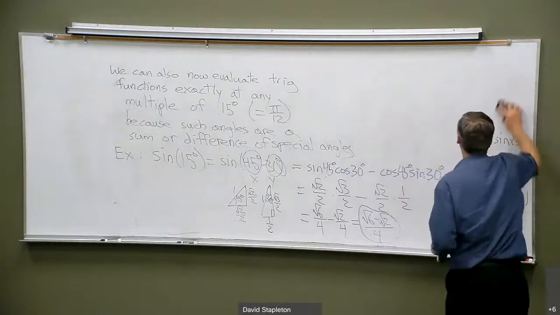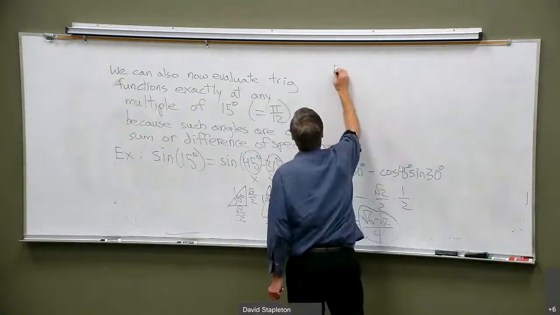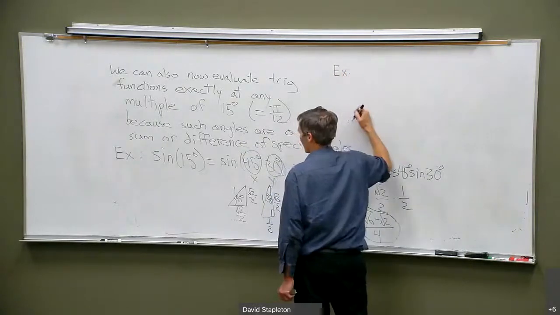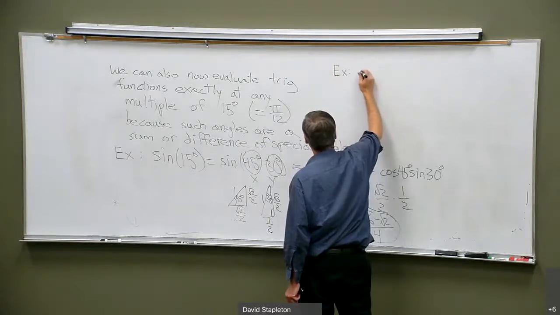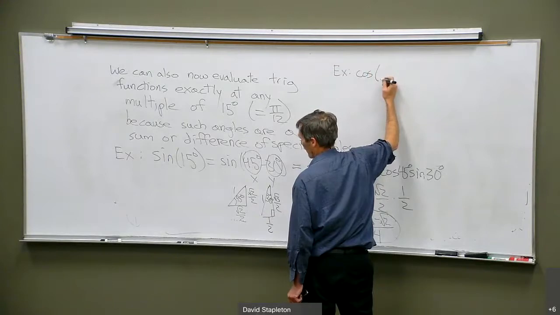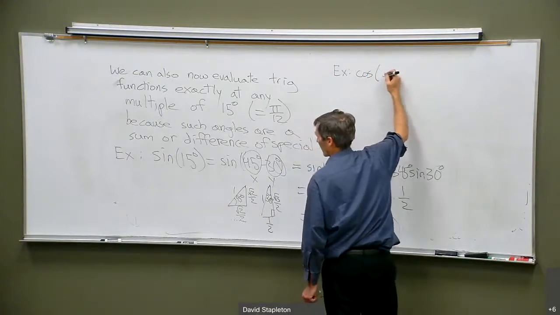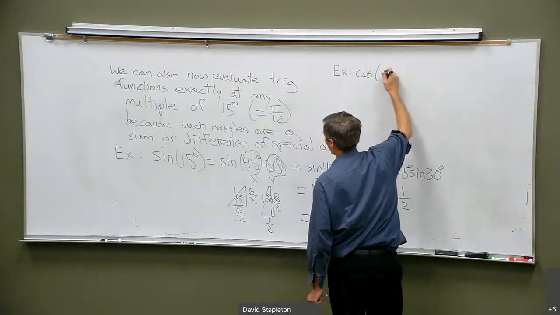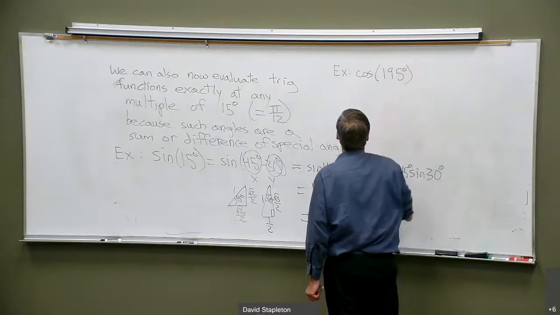Let's try a little harder one. That's the easy one. Instead, I wanted to calculate maybe the cosine of 195 degrees. I wonder what the cosine of 195 degrees is.